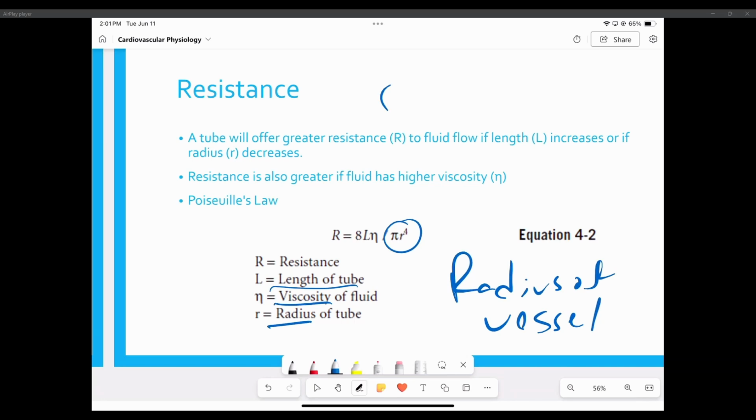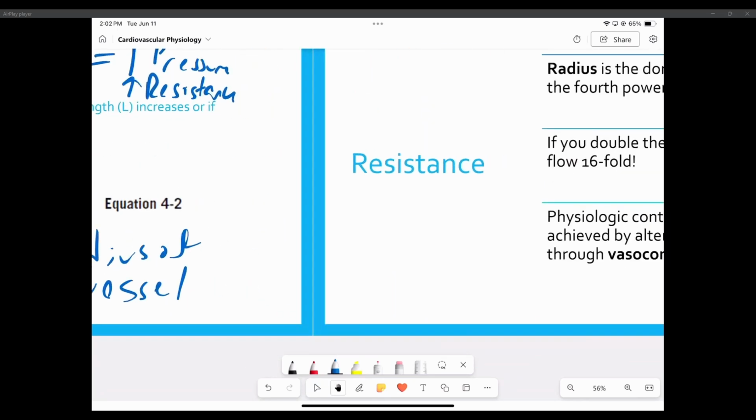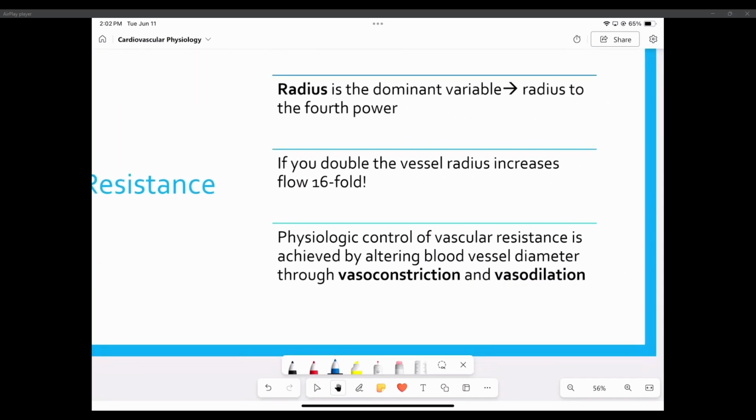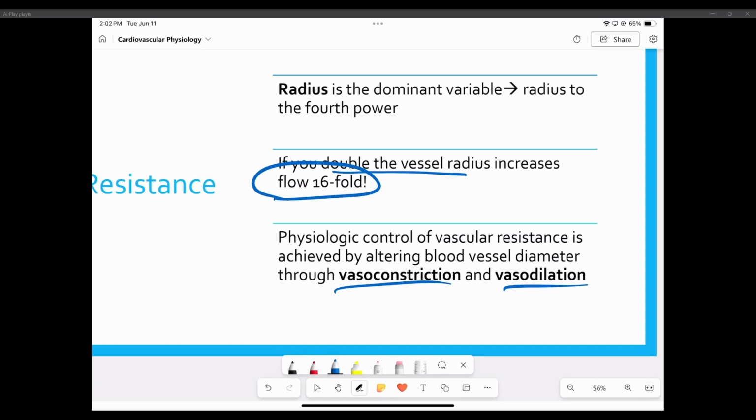So if the radius of the vessel decreases, what happens to the pressure going through that area? Increases pressure. Or you can say also increases resistance. If we're increasing the resistance, we're increasing the pressure. The length of the tube also matters, but it mainly matters with IVs. So again, radius is the dominant variable. If you double the vessel radius, it increases the flow 16-fold. So that's why changing the radius of the vessel a little bit will produce big changes in resistance and pressure. And again, through vasoconstriction, vasodilation, we can alter the radius, alter the resistance, alter the flow.